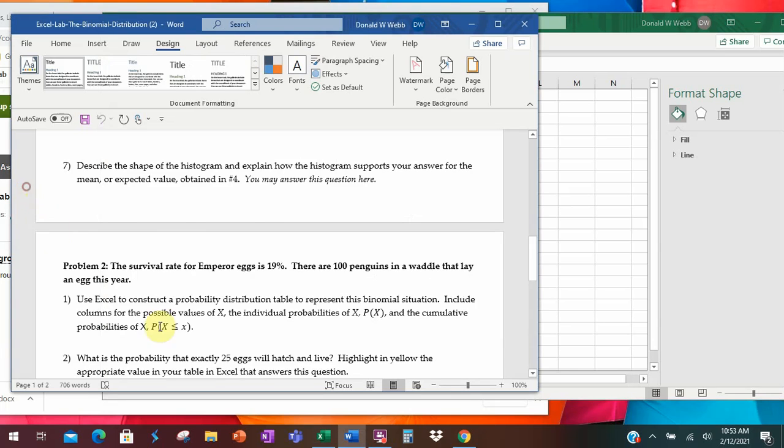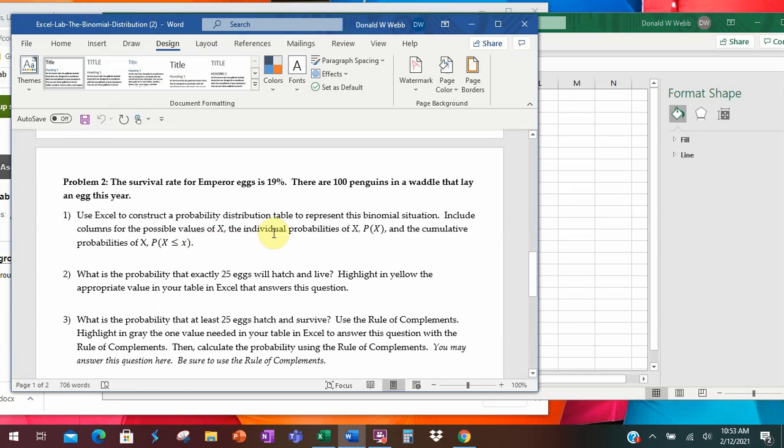And then I'm going to go through with this problem. Problem 2 says the survival rate for emperor eggs is 19%. There are 100 penguins and a wattle that lay an egg this year. So I've got 100 penguins, they lay an egg. The survival rate for these eggs is 19%.